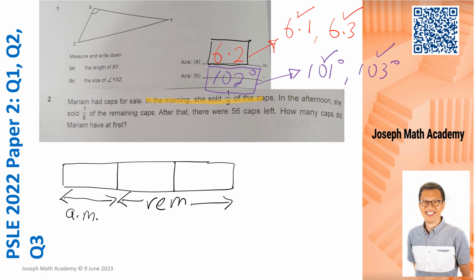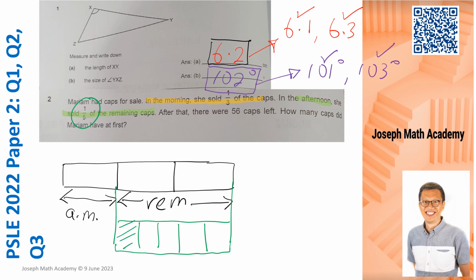Let's continue to do our annotation. Now, in the afternoon, Mariam sold 1/5 of the remaining caps. So the remaining caps is here. I'm going to draw a drop down model for the remainder, and it is 1/5, so I have to cut it into 5 equal parts. And this particular part here is sold in the afternoon. I use PM.